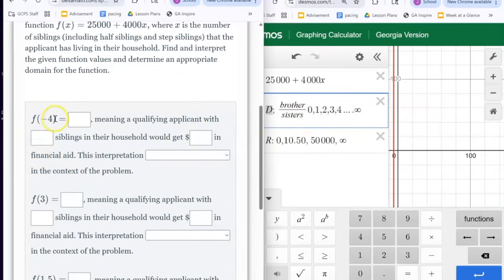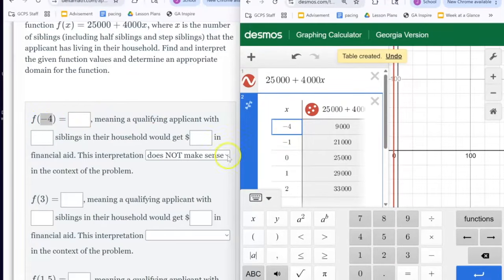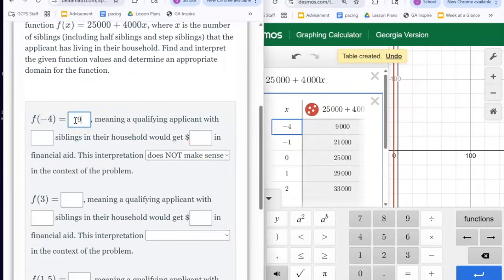Now that we know that, let's fill in the math and see why this doesn't make any sense. All right, so f of -4. Remember, the x means the number of brothers and sisters I have, including step and half. Can I have -4? Absolutely not. So I'm going to say this does not make sense. I do need to evaluate what that means though. So add -4, hit table, -4, that's going to be $900,000. Sorry, $9,000, meaning a qualifying applicant with -4 siblings, which does not make sense, would get $9,000, which does not make sense.